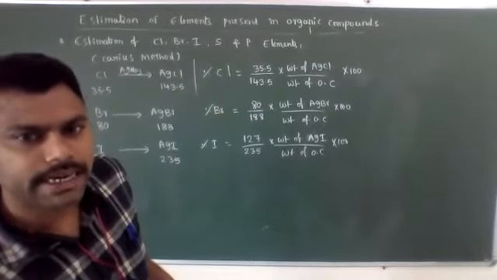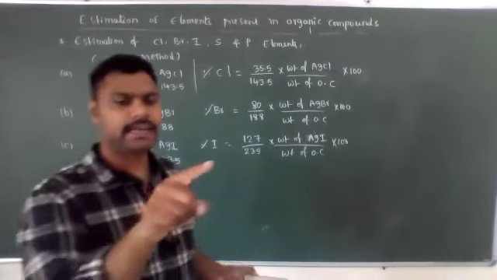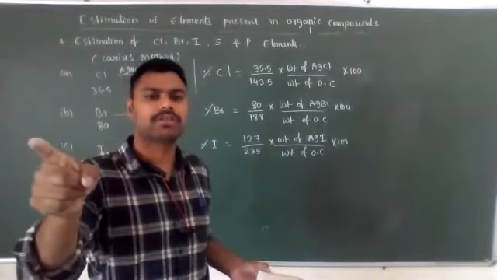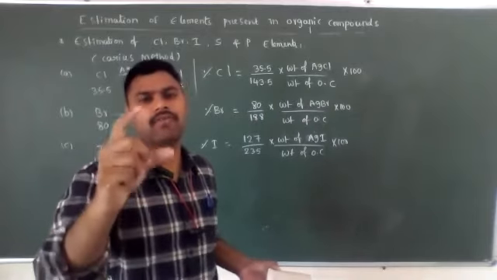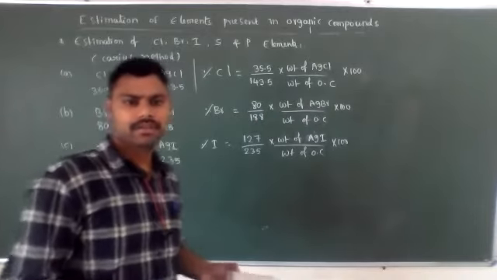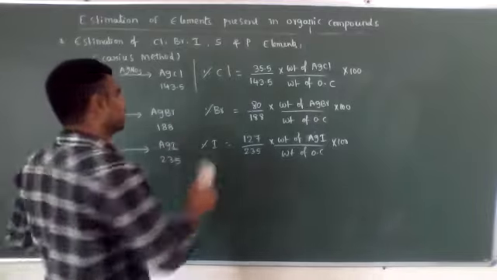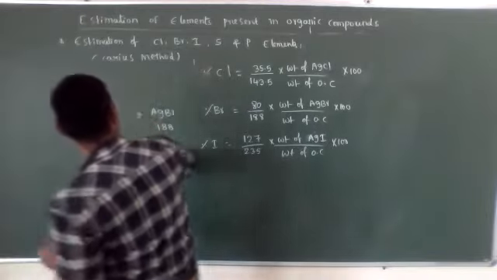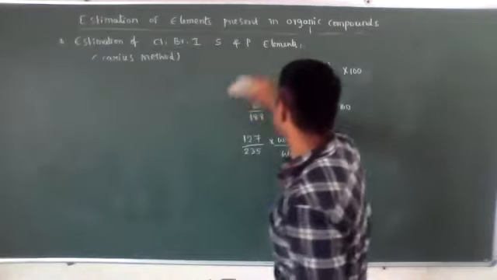After the second method, nitrogen, one nitrogen atom is converted into NH3, that's why 14 by 17. Don't get confused. Once again, go through the recorded video, then you will get a clear idea.